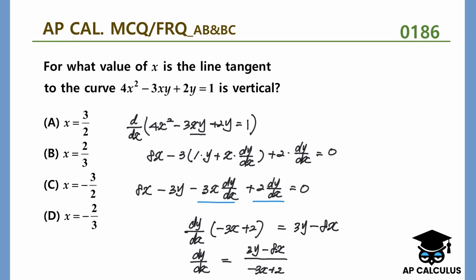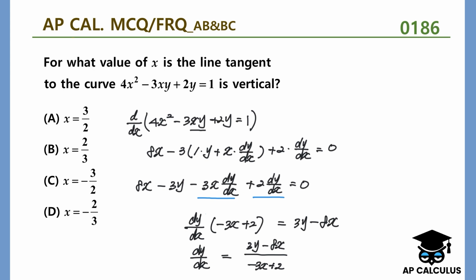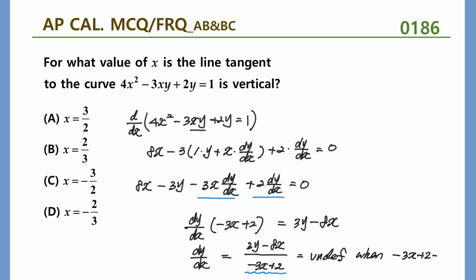So we're looking for the value of x where the tangent line is vertical, right? So this has to be undefined. This is undefined when the denominator is equal to 0, right? So when minus 3x plus 2 is equal to 0, x has to be what? 3x is equal to 2, so x is equal to 2 over 3. So the answer is B, right?